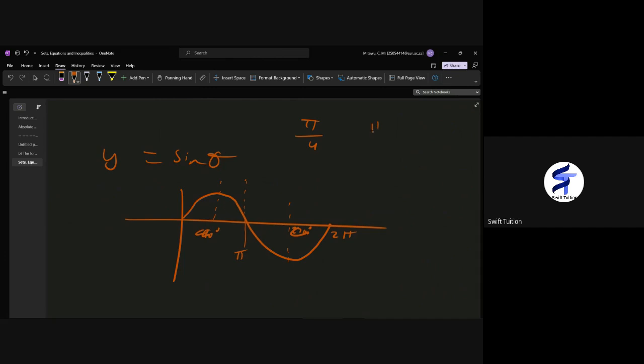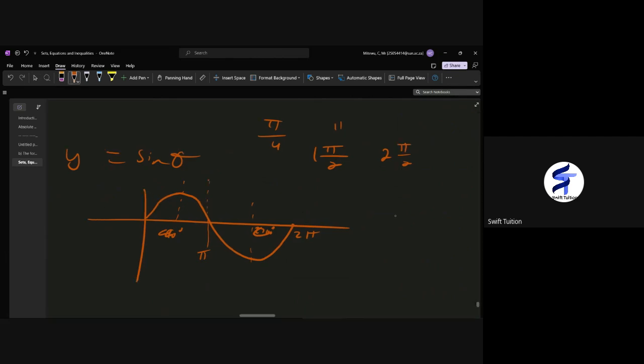No, sorry. You're counting in terms of pi over 2. So you have 1 pi over 2, you have 2 pi over 2s, you have 3 pi over 2s, and then you have 4 pi over 2s, right?